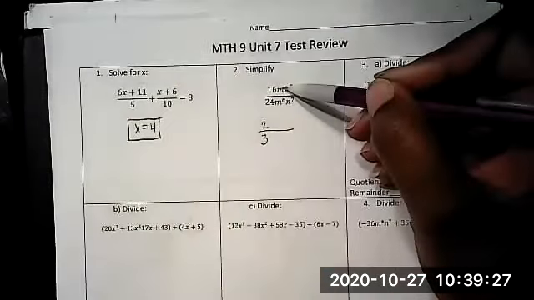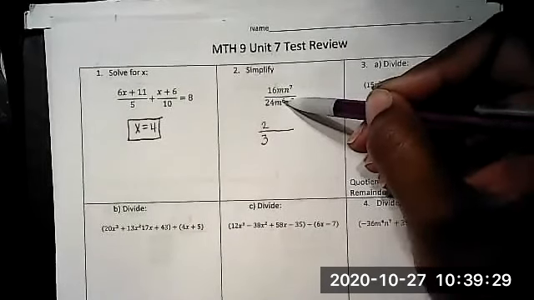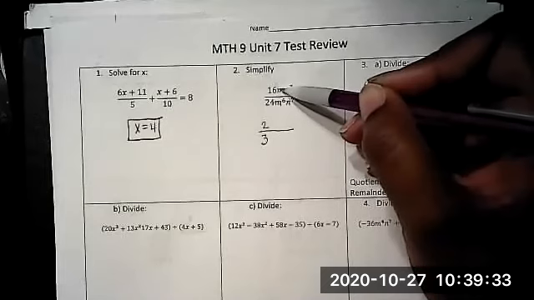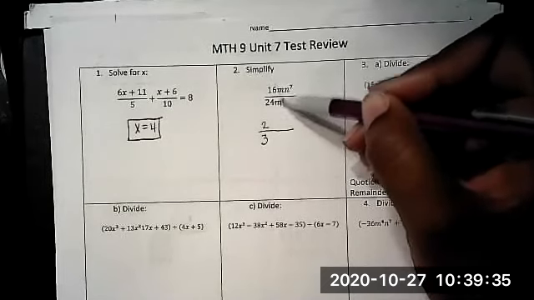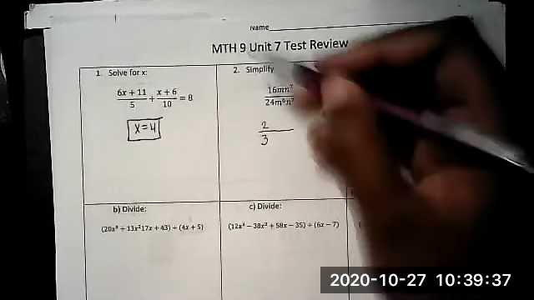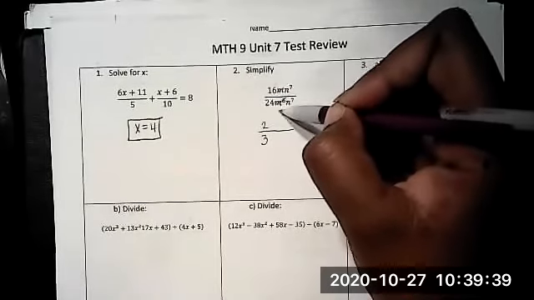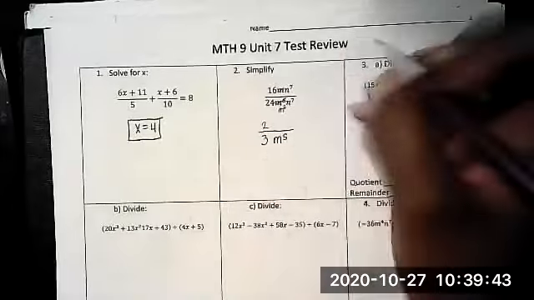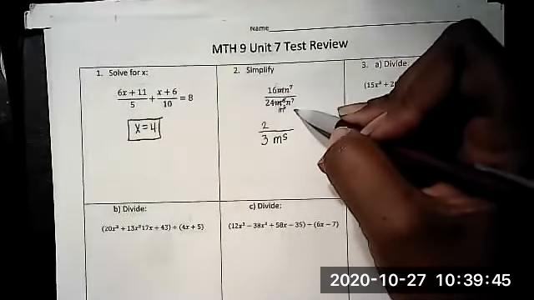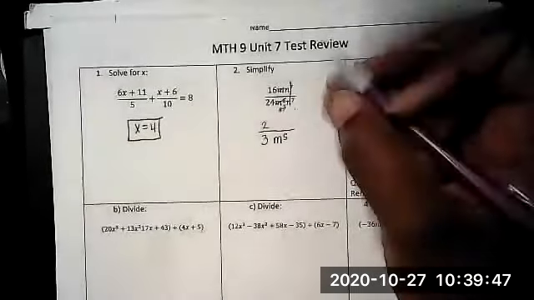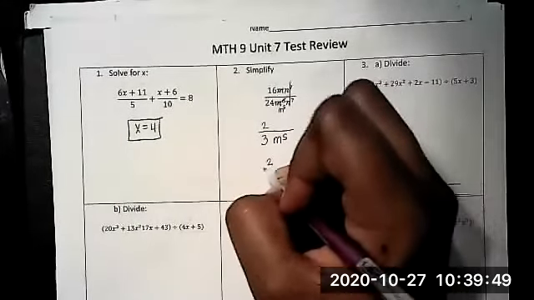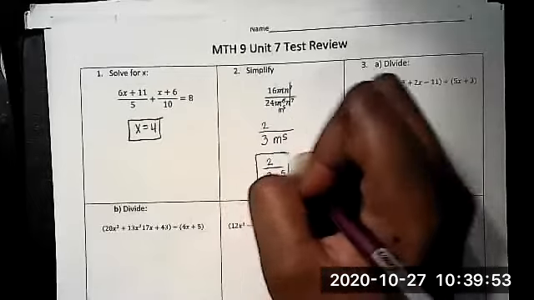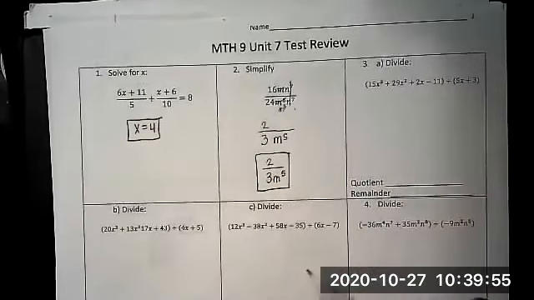Okay, m to the 6th is at the bottom and 1m is at the top. Of course, there's more 6s at the bottom than at the top, so you're subtracting 1 from 6. This now becomes m to the 5th, left over at the bottom. n to the 7th and n to the 7th cancel each other out. So your answer looks like this: 2 over 3m to the 5th power. That would be your answer there.